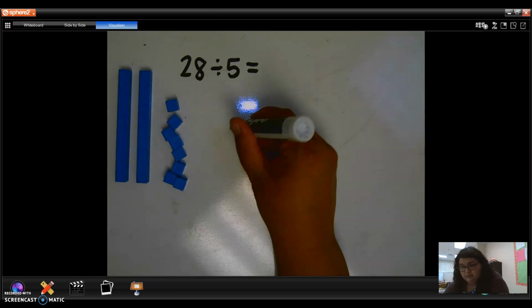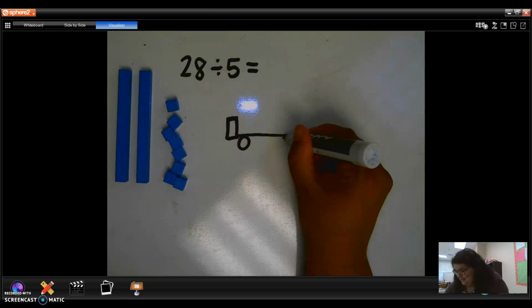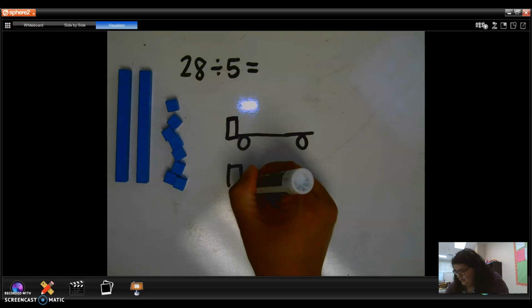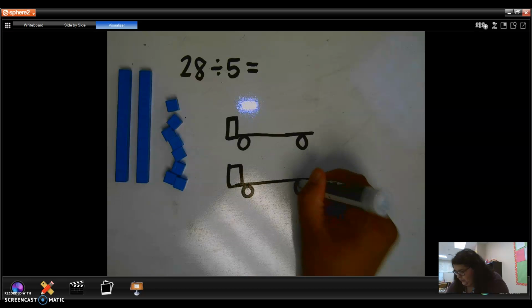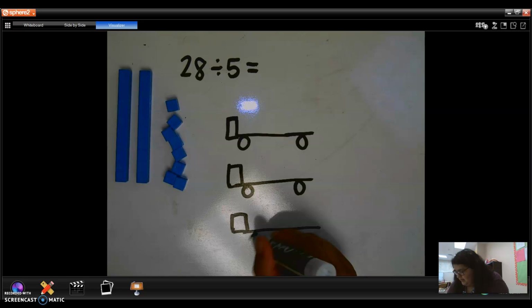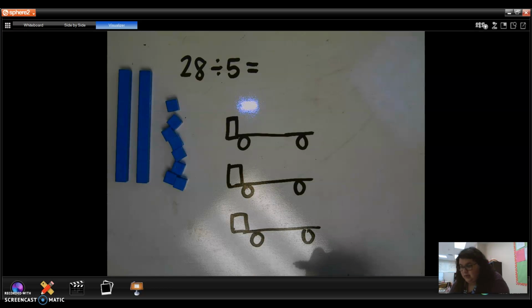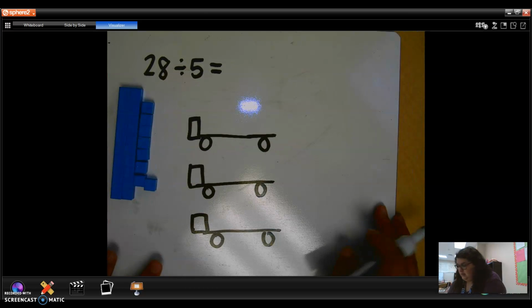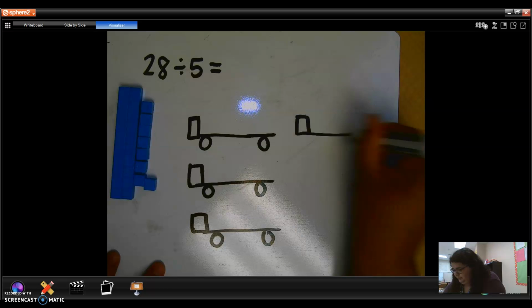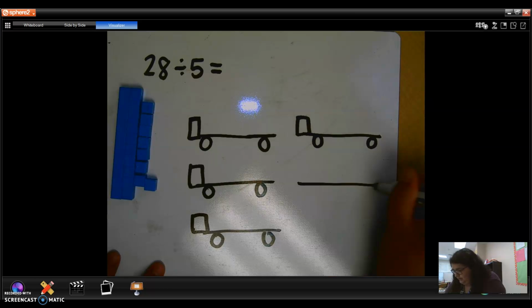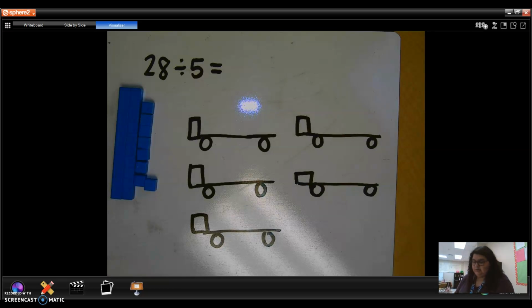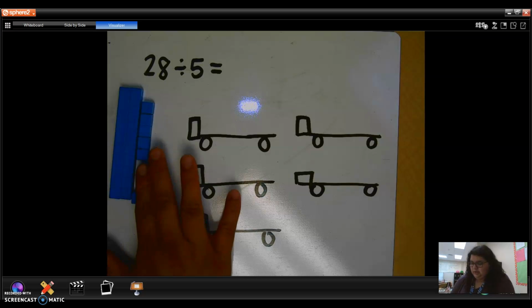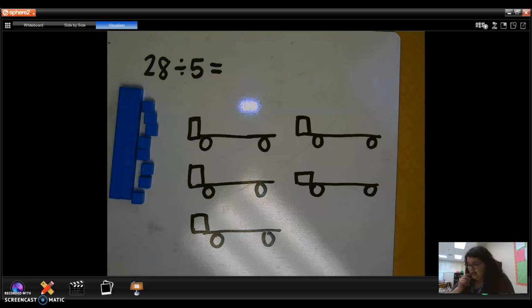So I'm going to draw 5 trucks. So that's 1 truck, 2, 3, 4 and 5. Okay, so I have 5 trucks and I need to get these shipments evenly onto each truck.